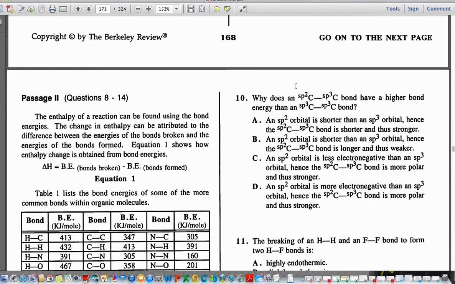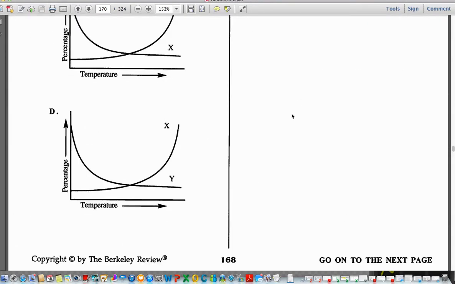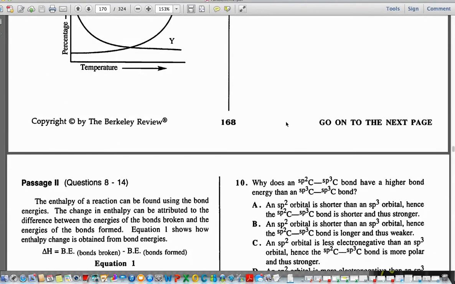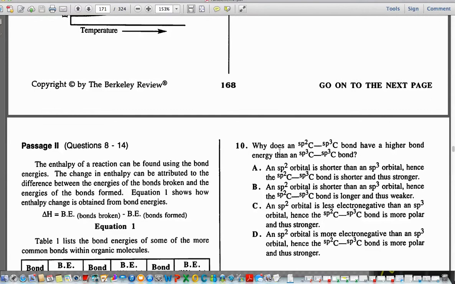All right, number 10. Okay. Why does an sp2 carbon sp3 carbon bond have a higher bond energy than sp3 sp3? My answer to that is going to be resonance. Even before I look at the answer choices.